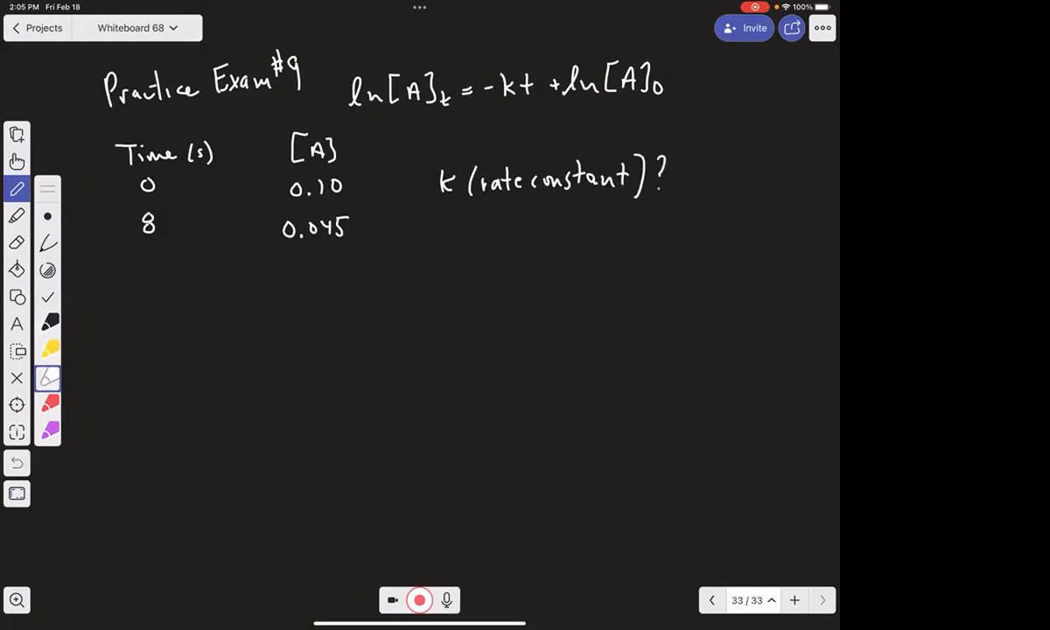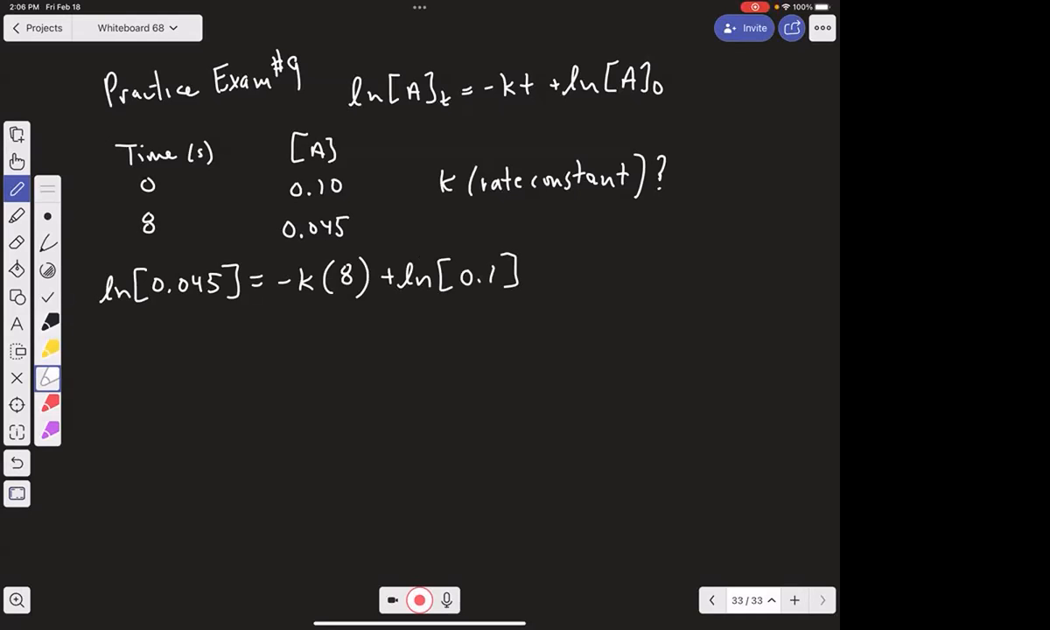for the reaction? For question 9, we would just need to say, I know my initial concentration and my concentration at some point in the future. I know the delta t, 8 seconds between those two. I'm going to plug in and find the rate constant. So at some point in the future, my concentration is 0.045. My rate constant is my unknown. My time is 8 seconds between those. And then my initial concentration is 0.1.